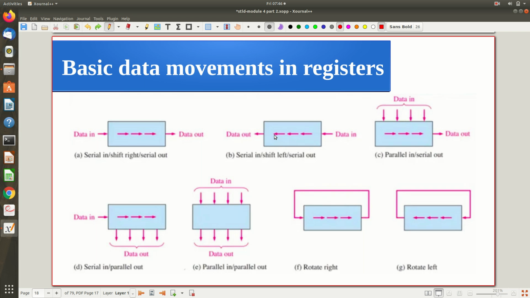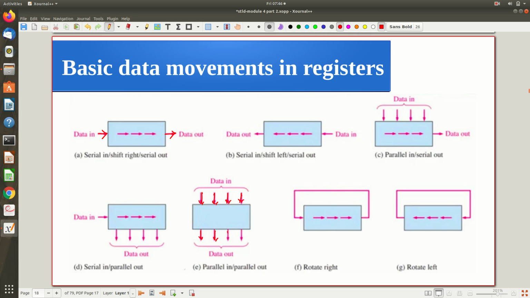So this picture is self-explanatory, right? You can see the main thing is here I can apply only one bit at any time, right? And one bit is coming out of the register. But here 4 bits are applied simultaneously, right? And 4 bits are coming out simultaneously.